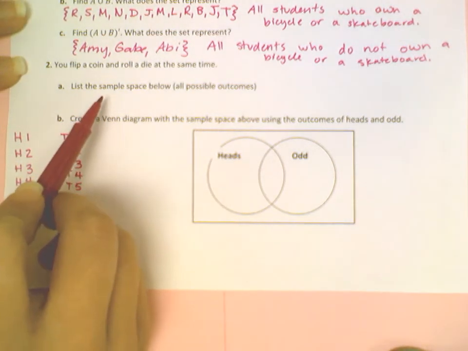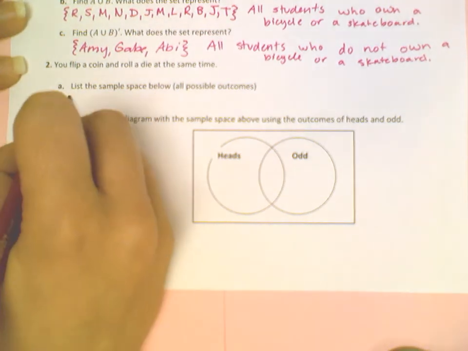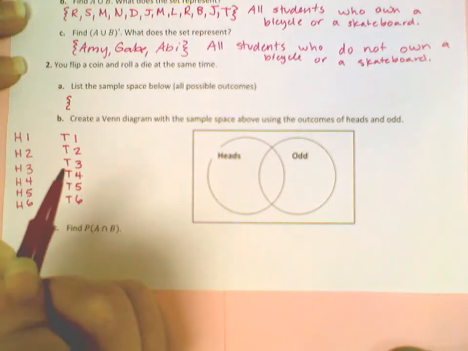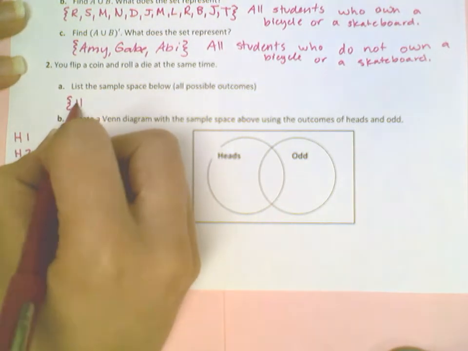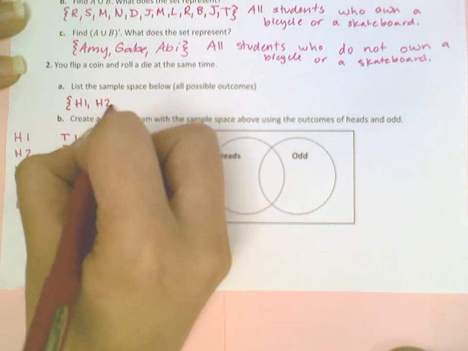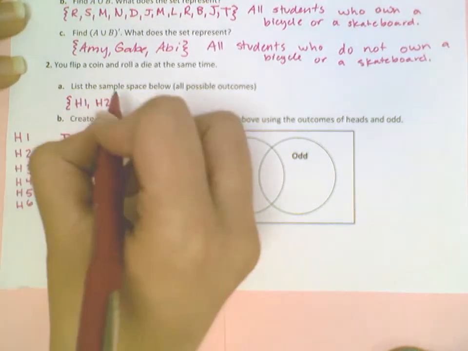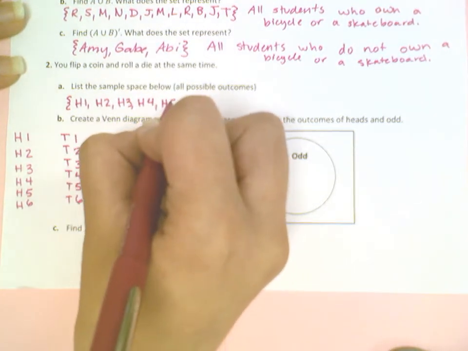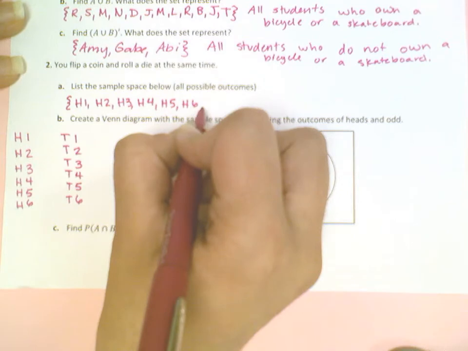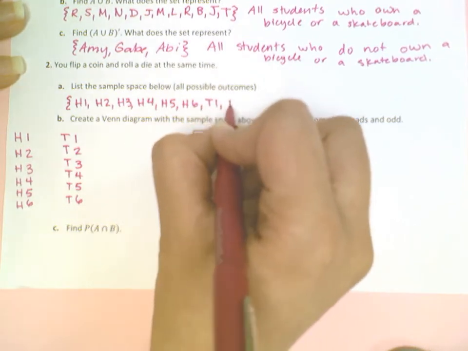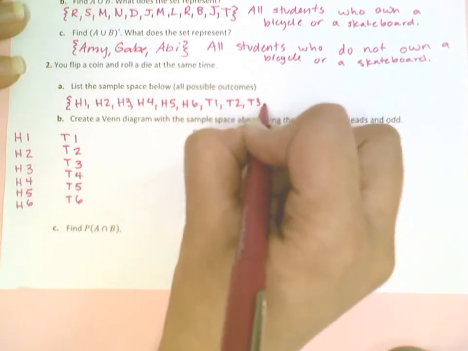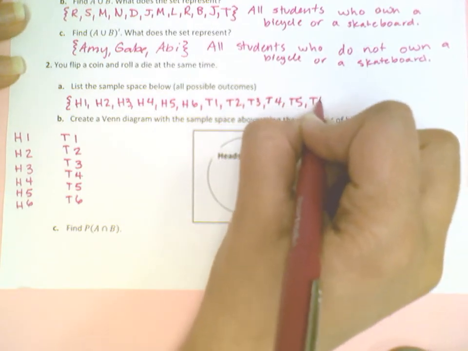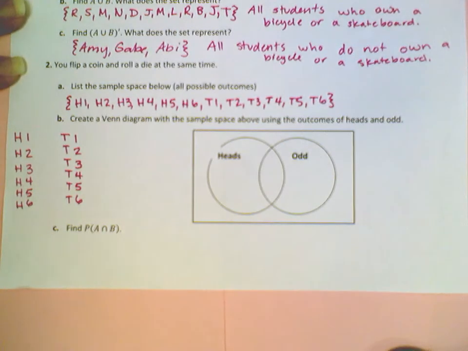So if I'm going to list the sample space, if we're listing, that's going to be part of the set. I'm just listing everything I've already put here. H represents heads, and T represents tails. And then I end my braces.